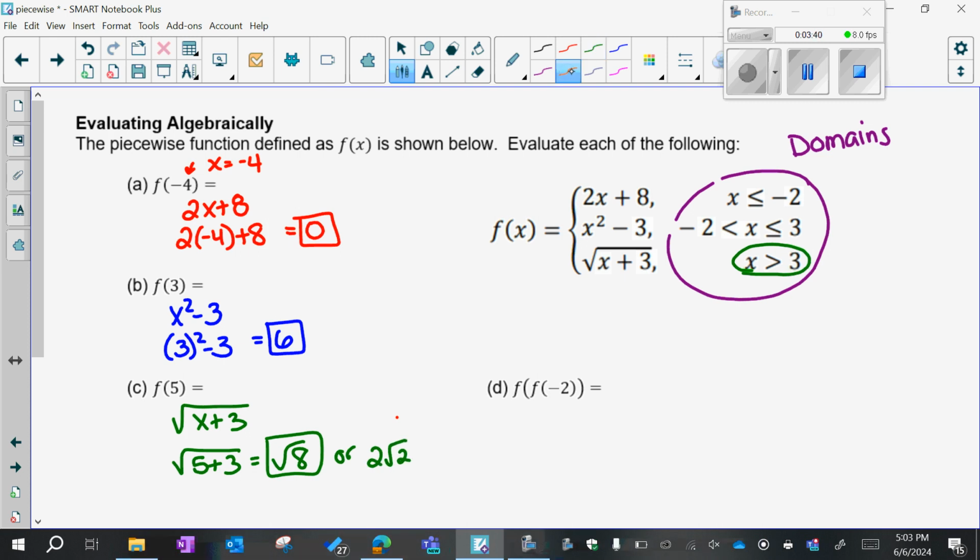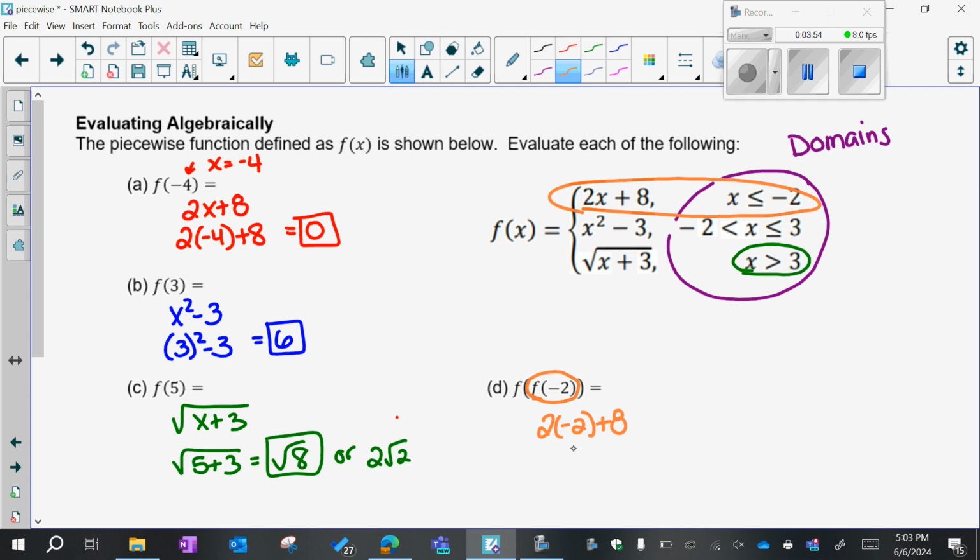Then lastly, we have a composition. So remember, composition, I'm working inside out. So f of -2, I'm going to use this part here because that's the equal to. So 2 times -2 plus 8. 2 times -2 is -4. -4 plus 8 is 4. So now I need to find f of 4. So I'm going to go to this part down here. So I have radical x plus 3, which is radical 4 plus 3, which gives me radical 7.